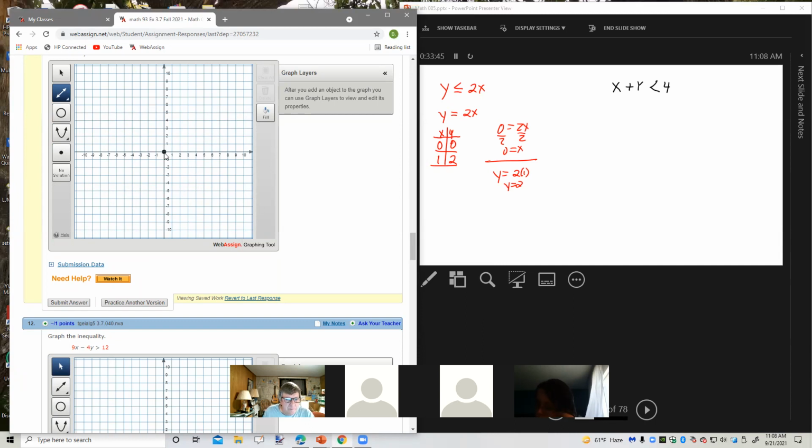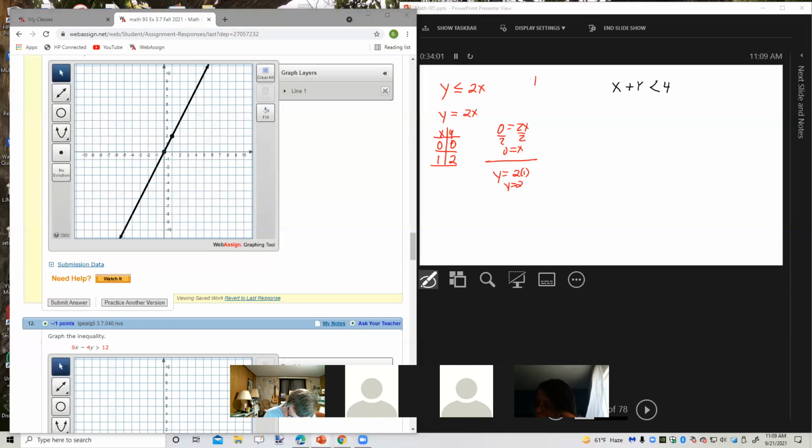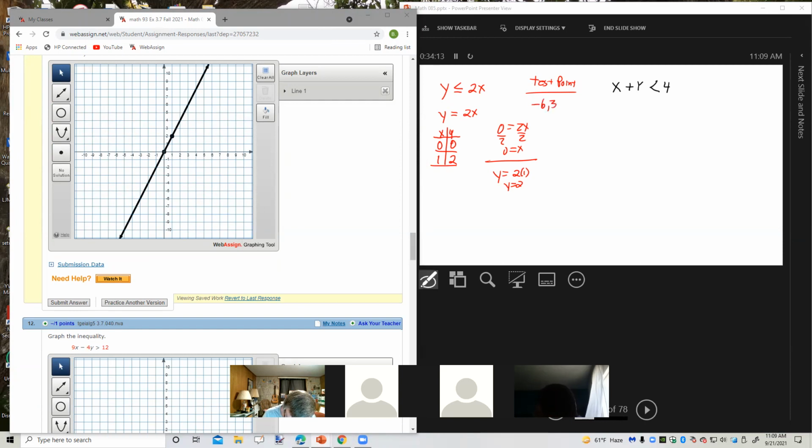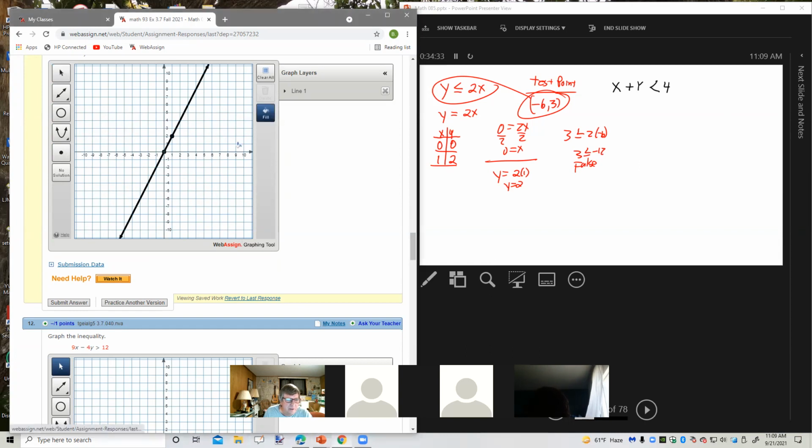Let's see. So we've got 0, 0 and 1, 2. This is y less than or equal to 2x. Again, my ordered pairs are correct. I don't need a dashed line. There we go. Now, my test point, I can't use the origin since it goes through the origin. So how about we use -6, 3? I'm going to plug that in. So 3 less than or equal to 2 times -6, 3 less than or equal to -12. That is false, because 3 is greater. So my test point of -6, 3 is false. So it's not over here. It's over here. Okay. So I'm going to draw a little sketch to remind me that it's going to look like that.